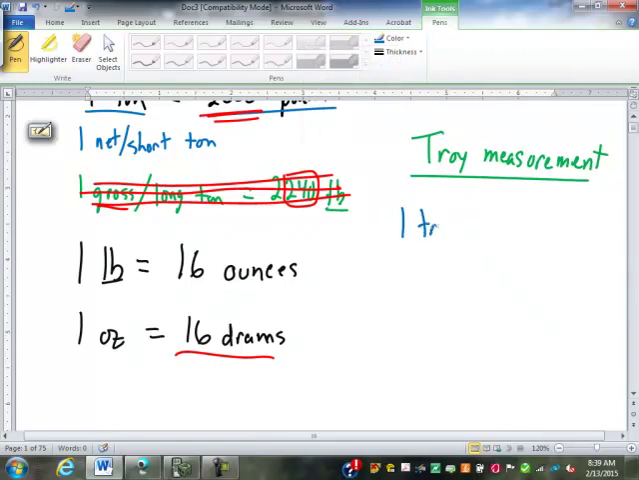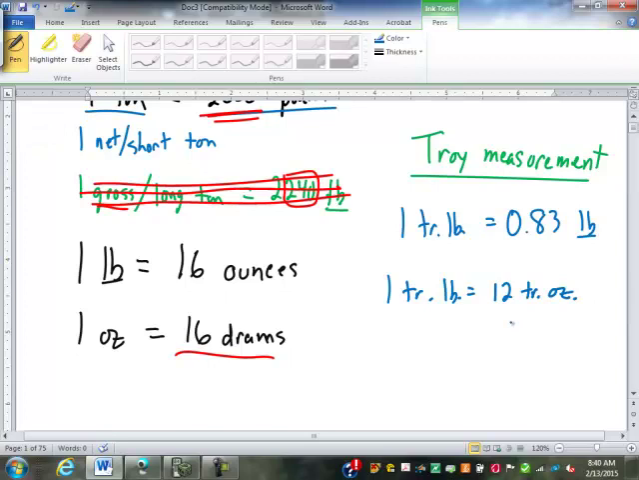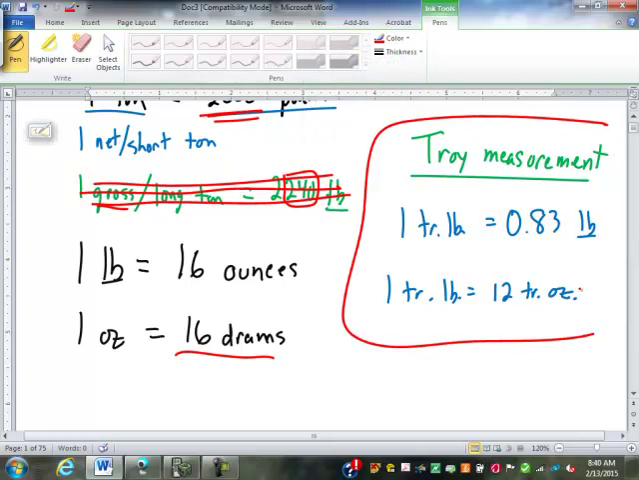1 troy pound is only, and again, you don't have to memorize this because I'll never test you on it, about 0.83 standard pounds. However, 1 troy pound, instead of 16, only contains 12 troy ounces. So a troy pound is considerably smaller than a regular pound, but a troy ounce is actually a little bit larger than a standard ounce. So when you hear that talk on the radio about gold and silver, gold hitting $2,000 an ounce or silver hitting $100 an ounce or whatever, that's what they're talking about. Slightly different units than what you're used to.